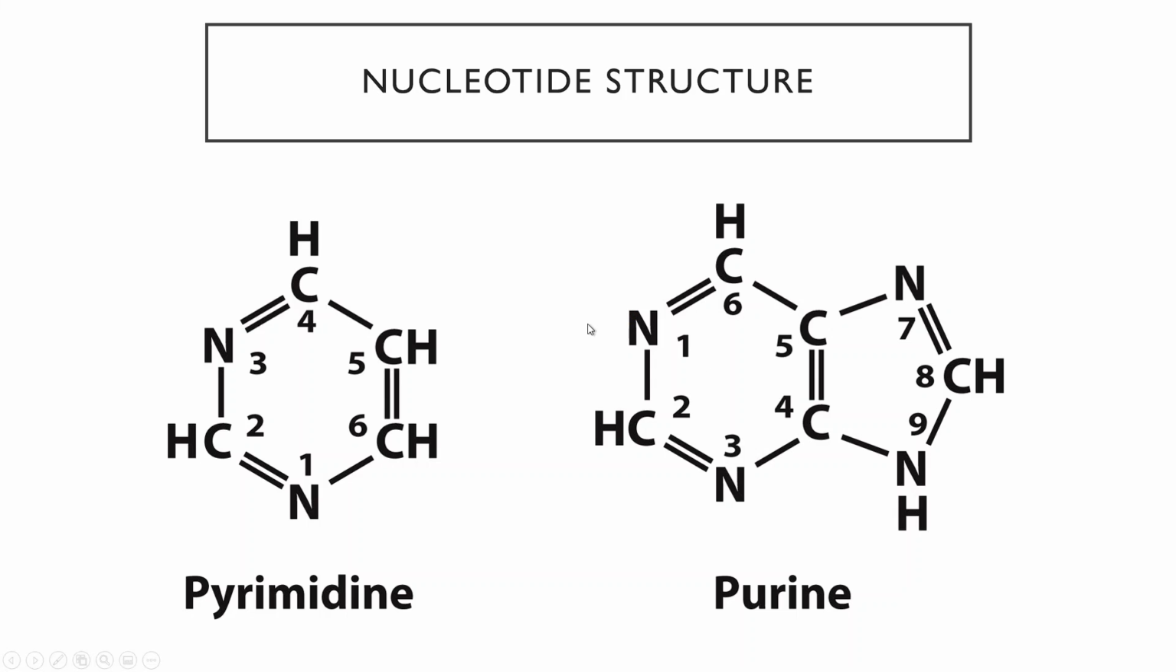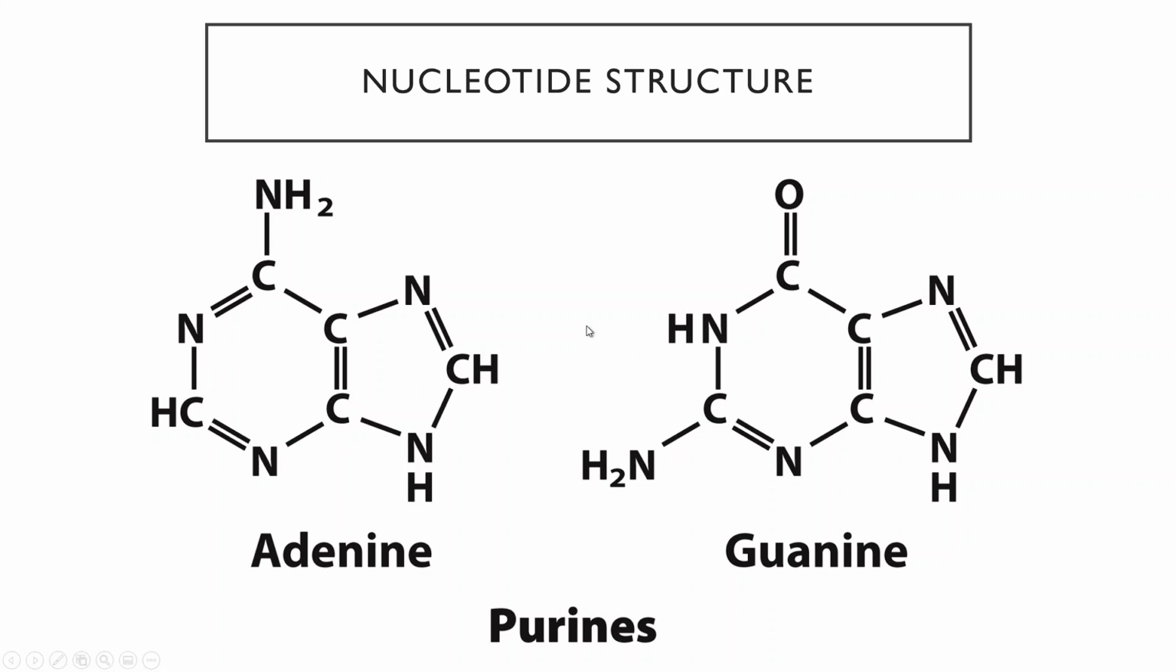Now, the two purines that typically form nucleotides are these two. They're called adenine and guanine. And adenine, you can see, has, again, they both have that same 2-ring structure.